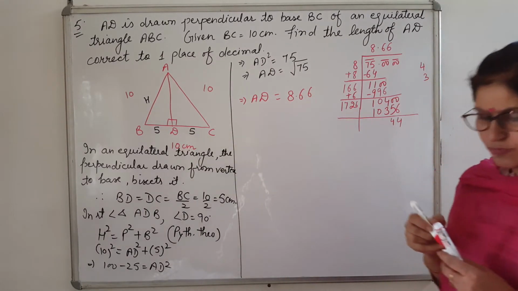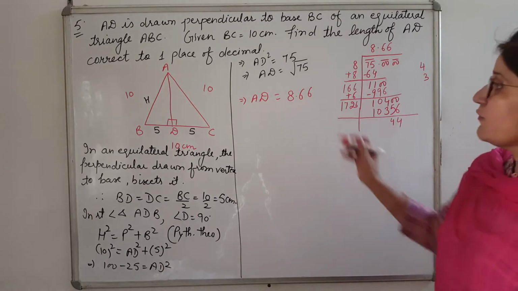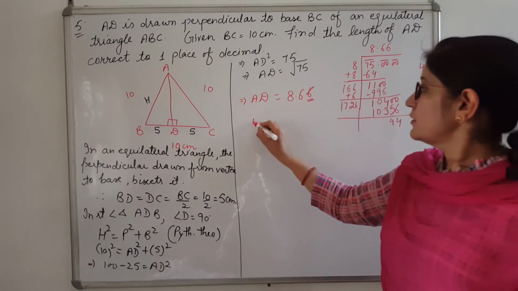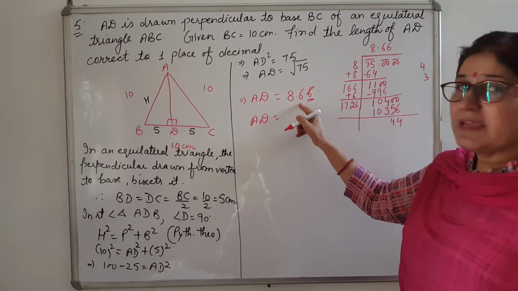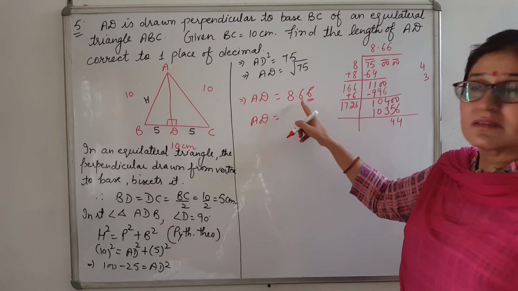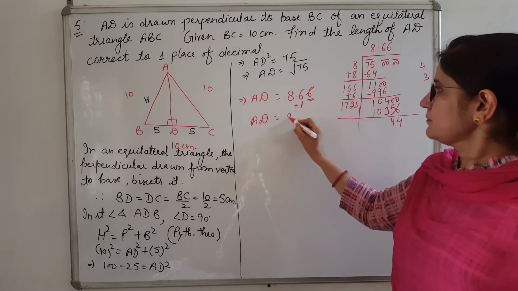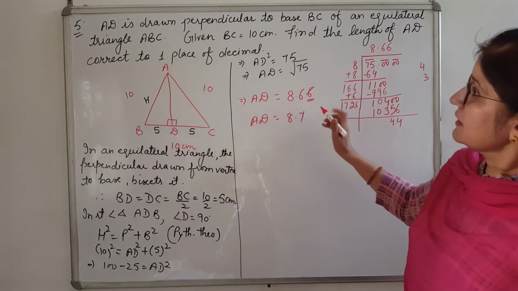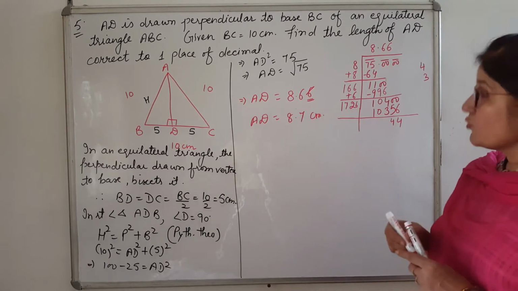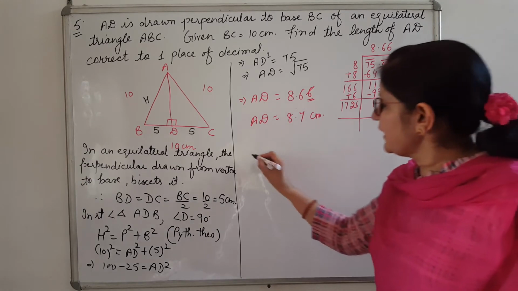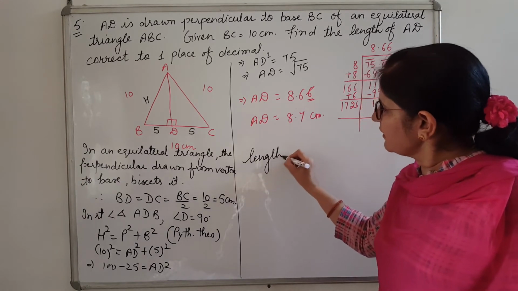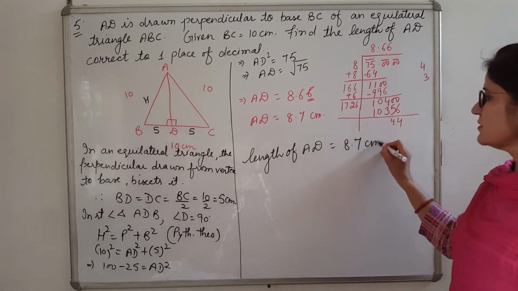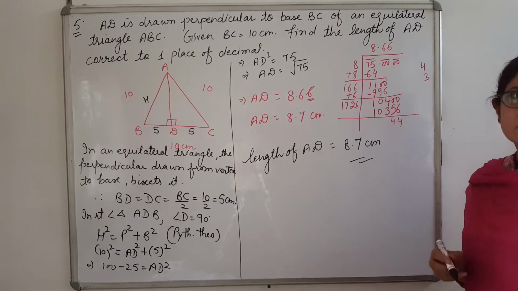8.66. But they said you have to find only one decimal place. Now we will see the last digit. It is more than 5. Cut it. So, what will come? 1 will be added. But where will we add it? To this 6. 8.7. Like this. Okay. It is in centimeter. So, what you have to find? Length of AD. So, length of AD is 8.7 centimeter. This is your answer.